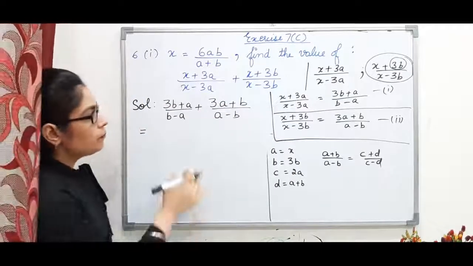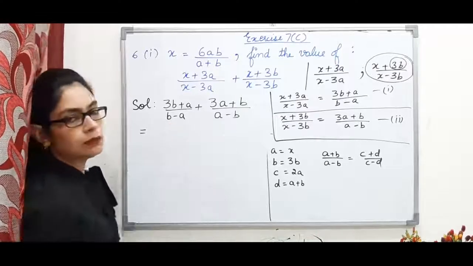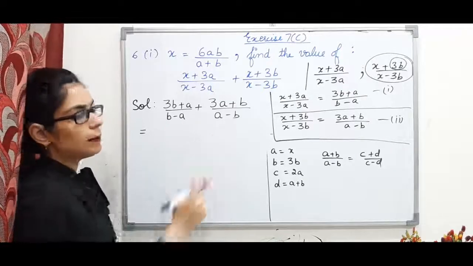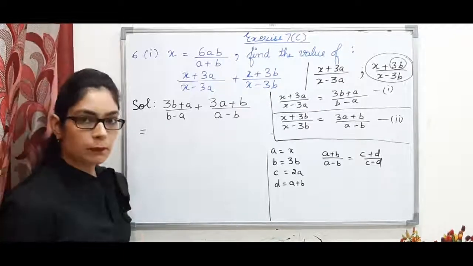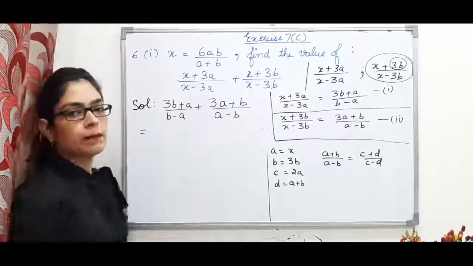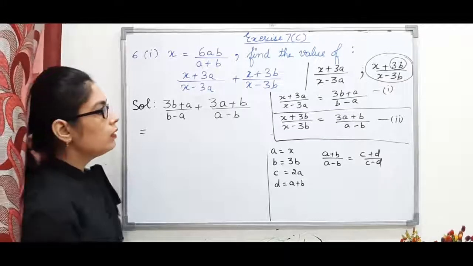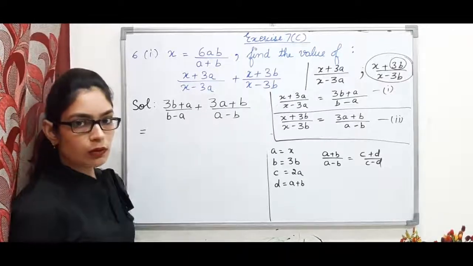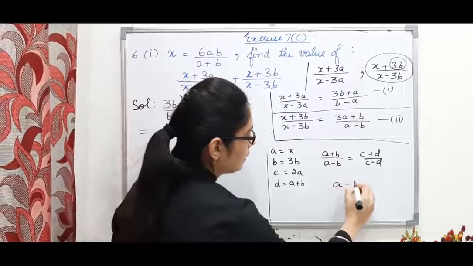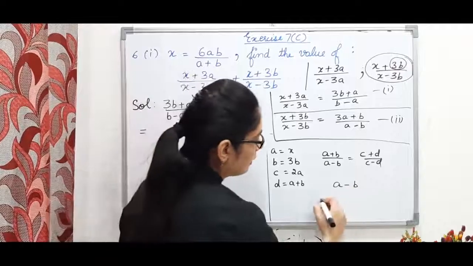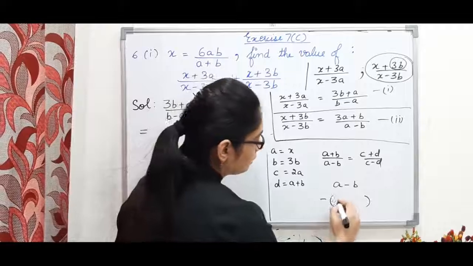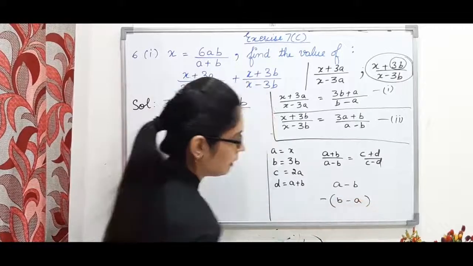Now what we can see is b minus a and a minus b. The numbers are the same, but it is b minus a in one and a minus b in the other. You can always remember one thing: when the numbers are the same, here also a b, here also a b, and only the difference is with the sign, we can make these two the same. So how to make these two the same? See, this a minus b, I will write it as minus, then I will write this full term in the bracket, b minus a.